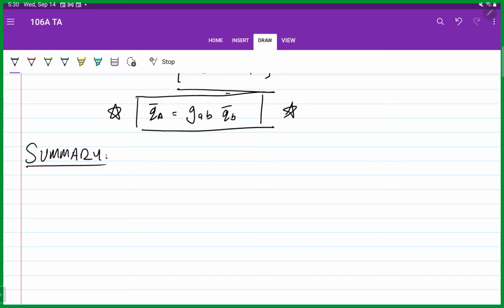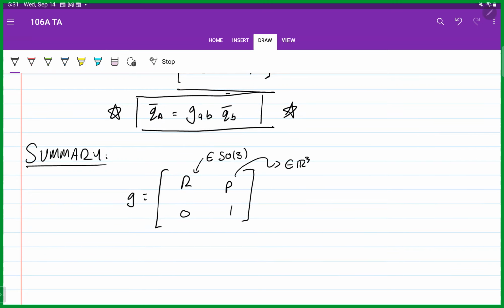All right, so let me go ahead and just summarize. What did we learn right here? So we had a matrix of this type, right? R, P, 0, 1, where R is a rotation matrix in SO3. P is a point in R3 that does our translation for us. And this was able to give us a general rigid body transformation.